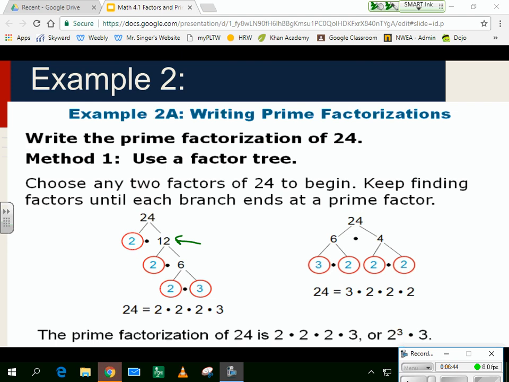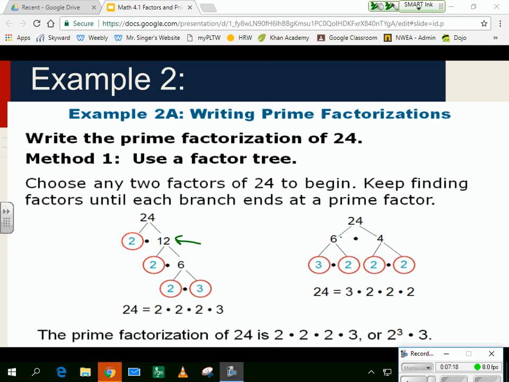But the next branch of 12 we can break down even more. 2 times 6 gives you 12. So you can see we circled 2, but 6 is still not a prime number. 6 can be broken down 2 times 3. So your factor tree is done once every little ornament at the end of the branch is a prime number. So you can break down the prime factorization of 24 into 2 times 2 times 2 times 3. And if you multiplied all those together, you get 24.